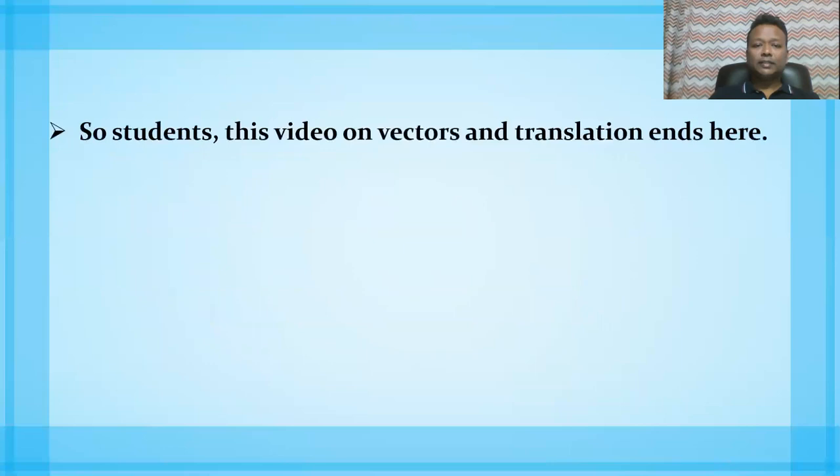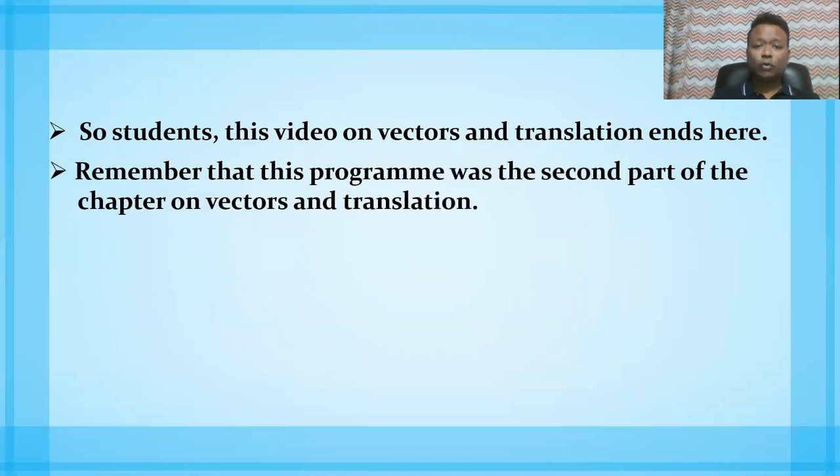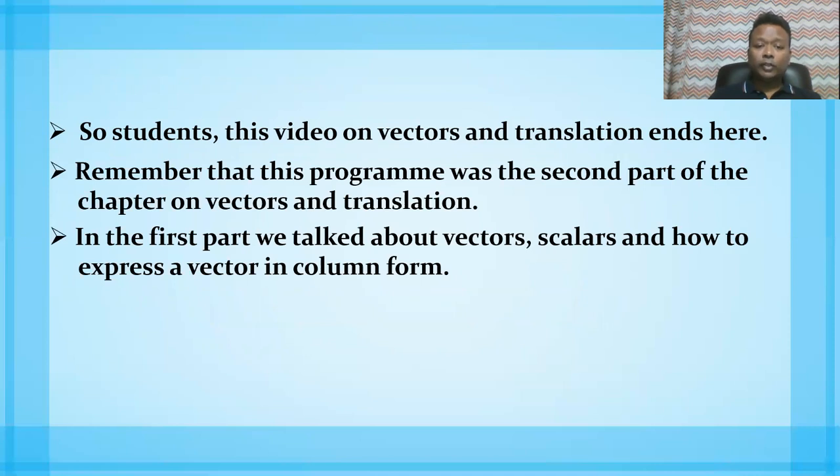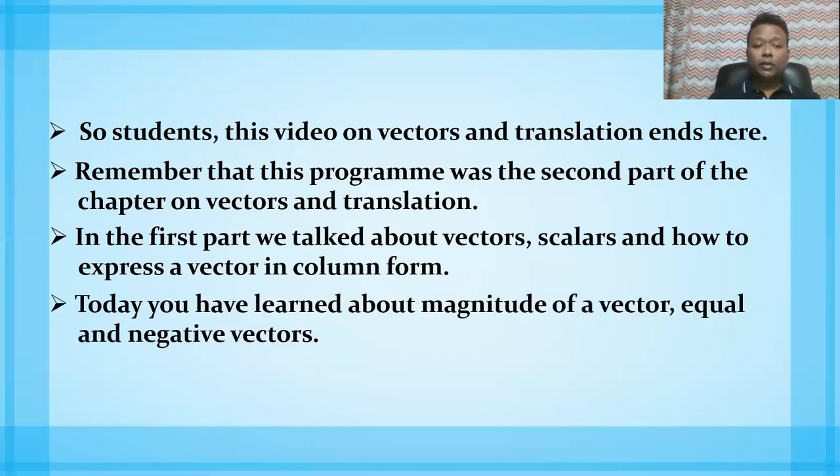Students, this video on vectors and translation ends here. Remember that this program was the second part of the chapter on vectors and translation. In the first part, we talked about vectors, scalars, and how to express a vector in column form. Today, you have learned about magnitude of a vector, equal and negative vectors.